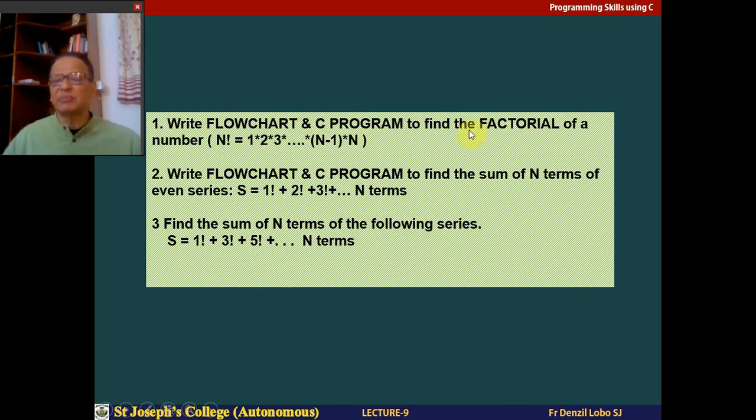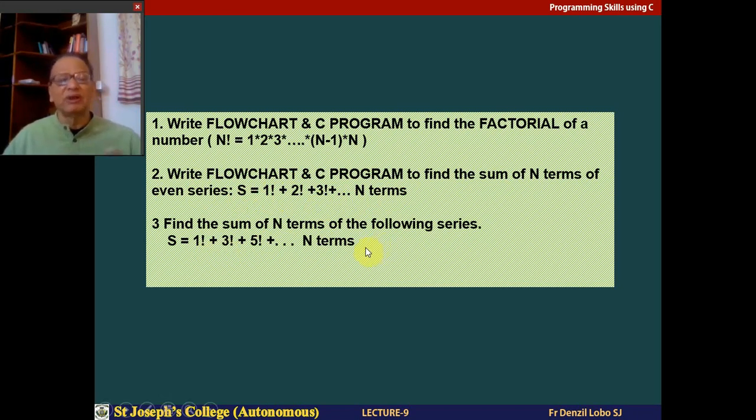First, flowchart and C program to find the factorial of a given number. What is factorial? Suppose I say 5 factorial. 5 factorial means 1 into 2 into 3 into 4 into 5. That is the meaning of the factorial of a number. Then I have a series here. Earlier we did the series s equal to 1 plus 2 plus 3, etc. Now it is not 1 plus 2, but 1 factorial plus 2 factorial plus 3 factorial, adding n terms. Similarly here, 1 factorial plus 3 factorial, the odd number factorials, we are going to add.